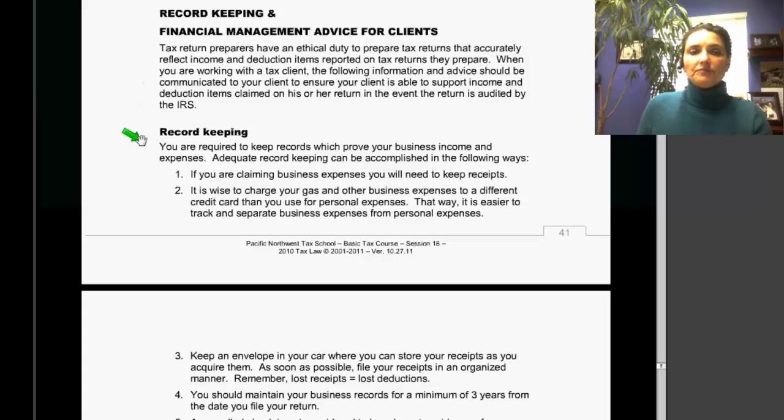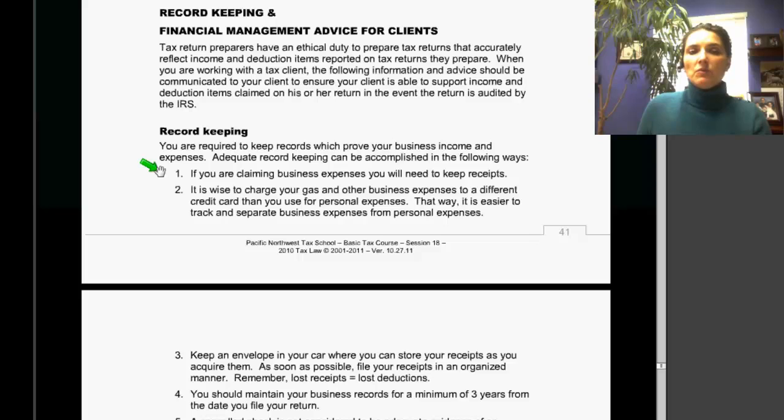Record keeping. You are required to keep records which prove your business income and expenses. Adequate record keeping can be accomplished in the following ways. Number one, if you are claiming business expenses, you need to keep your receipts. And it is wise to charge your gas and other business expenses to a different credit card than the one that you use for your personal expenses. That way it is easier to track and separate business expenses from personal expenses.